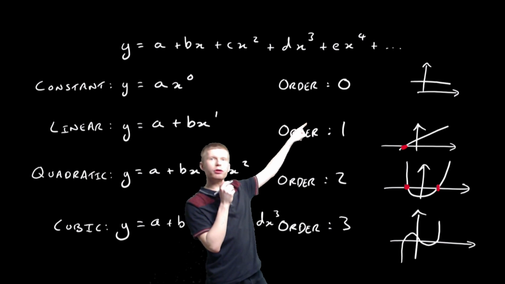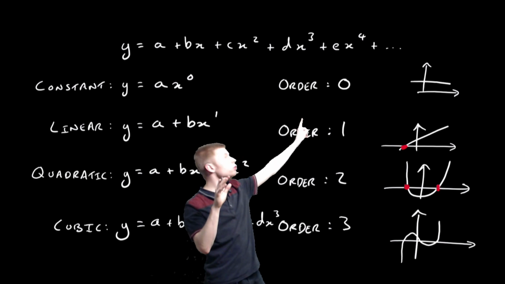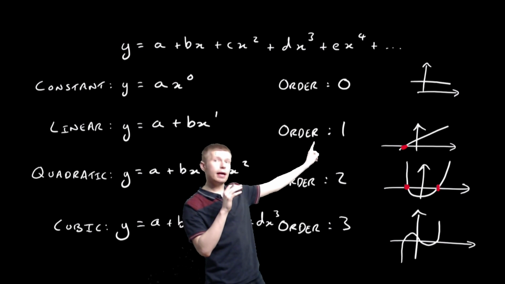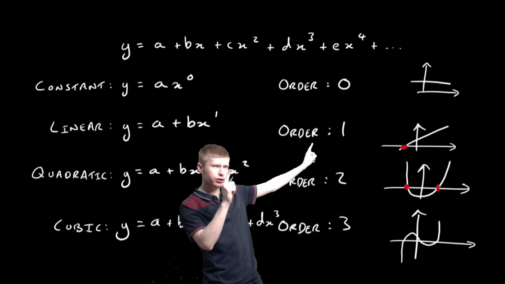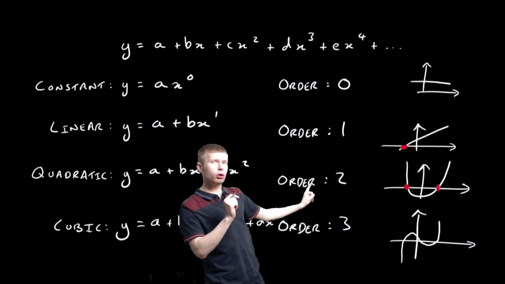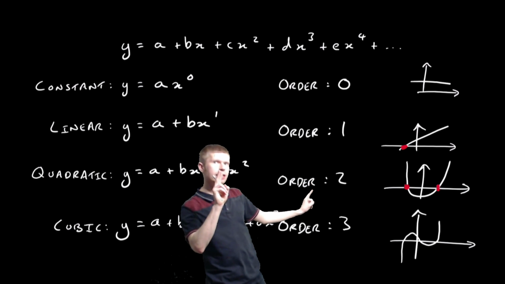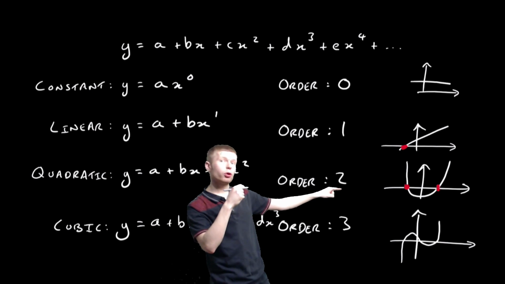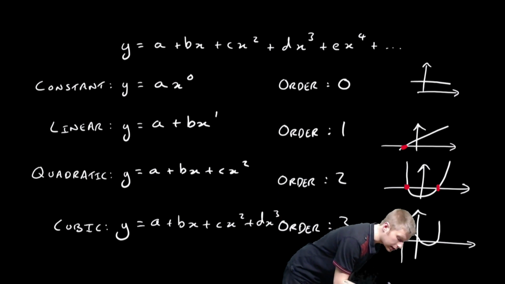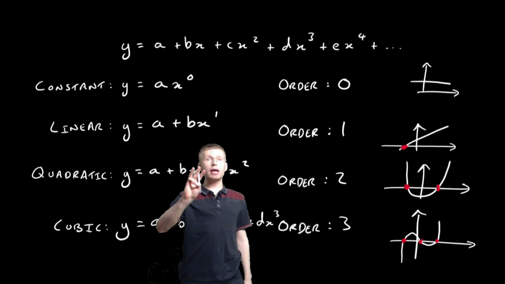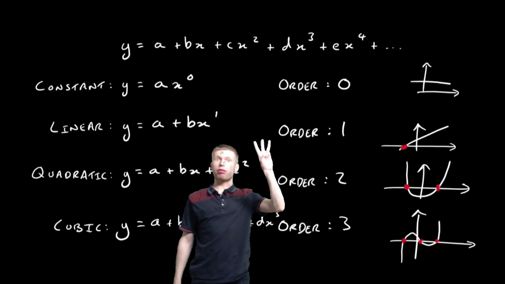So a constant doesn't cross the x-axis at all, so the order is 0. The linear only crosses once. The quadratic only crosses twice. There's a relationship between the order and the number of times it crosses the x-axis. And fairly obviously with a cubic, we can carry on going. That's 1, 2, 3. The order of a cubic is 3, and it crosses the x-axis 3 times.